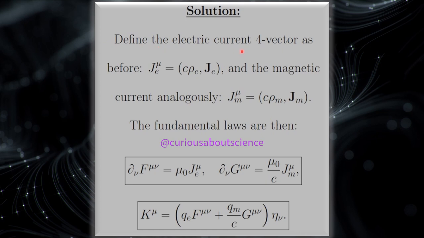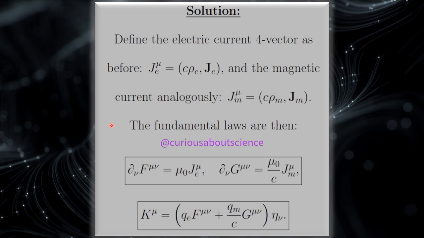We have the electric current four-vector, as before. This is one we use all the time, where we have J^μ_E, E to denote that it's electric, μ for the fact it's a four-vector, which is (cρ_E, J_E), and the magnetic current analog, J^μ_M, where we have ρ_M for the magnetic charge and J_M for the magnetic current density.